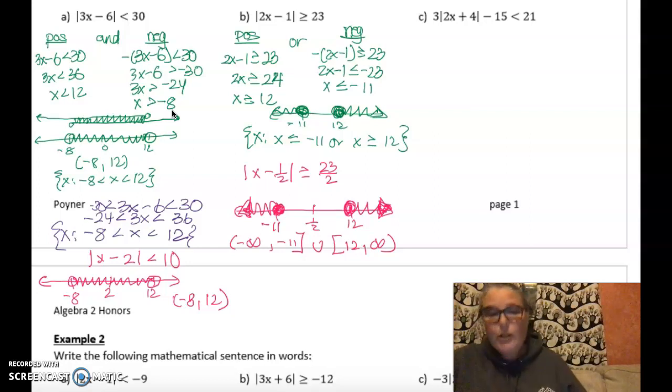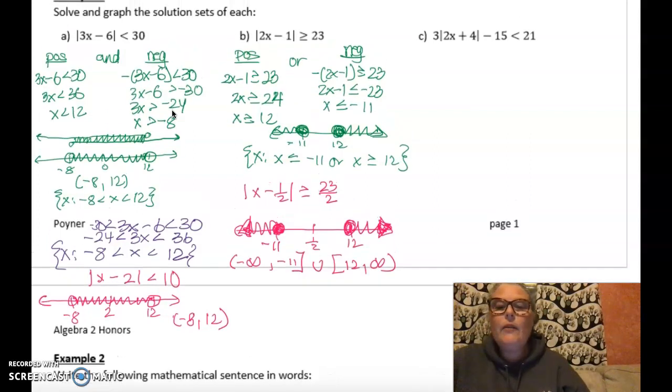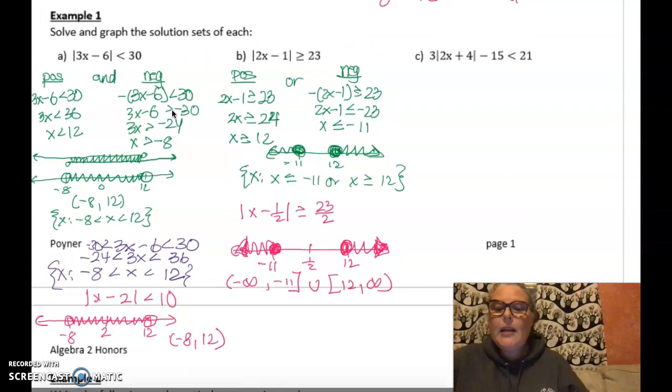All right, part C you're going to do on your own. I'm just going to put a little note to self here above it. It's the same thing as when we solved equations. You are going to isolate the absolute value first before you do anything else, and then you're going to solve like you normally would with an absolute value inequality.